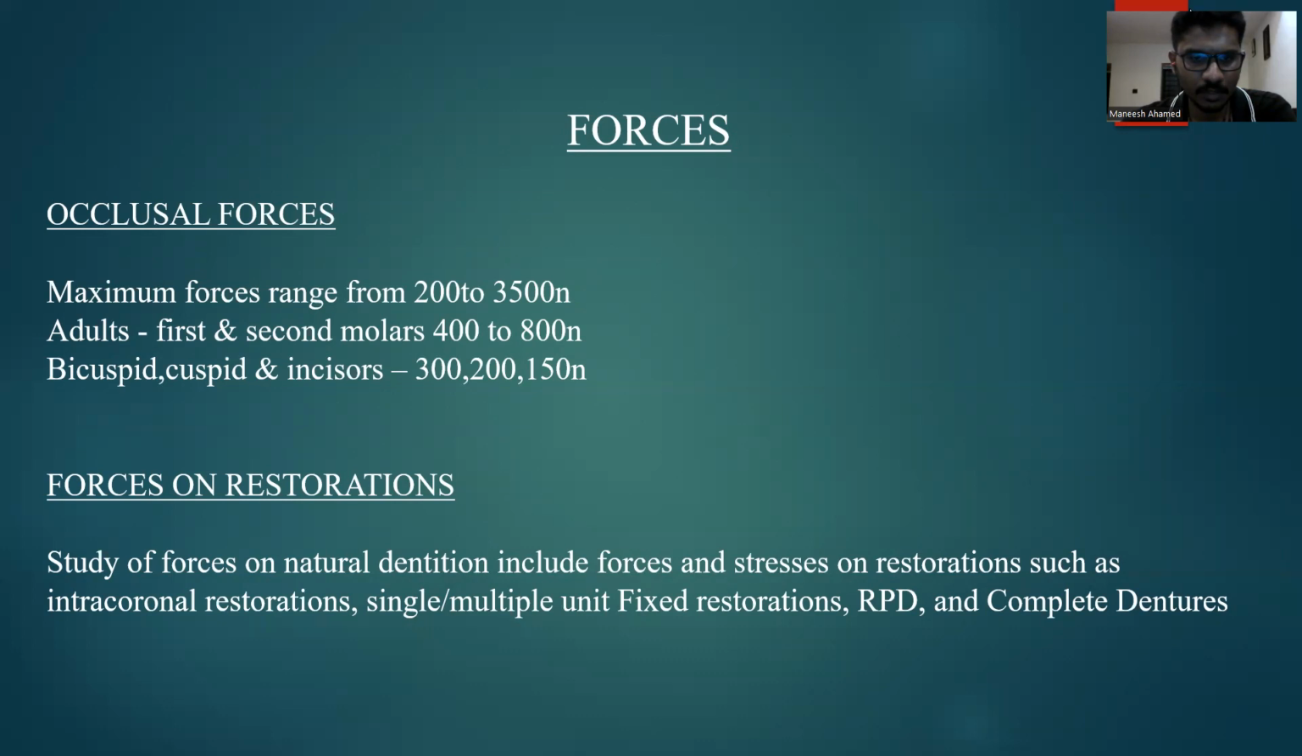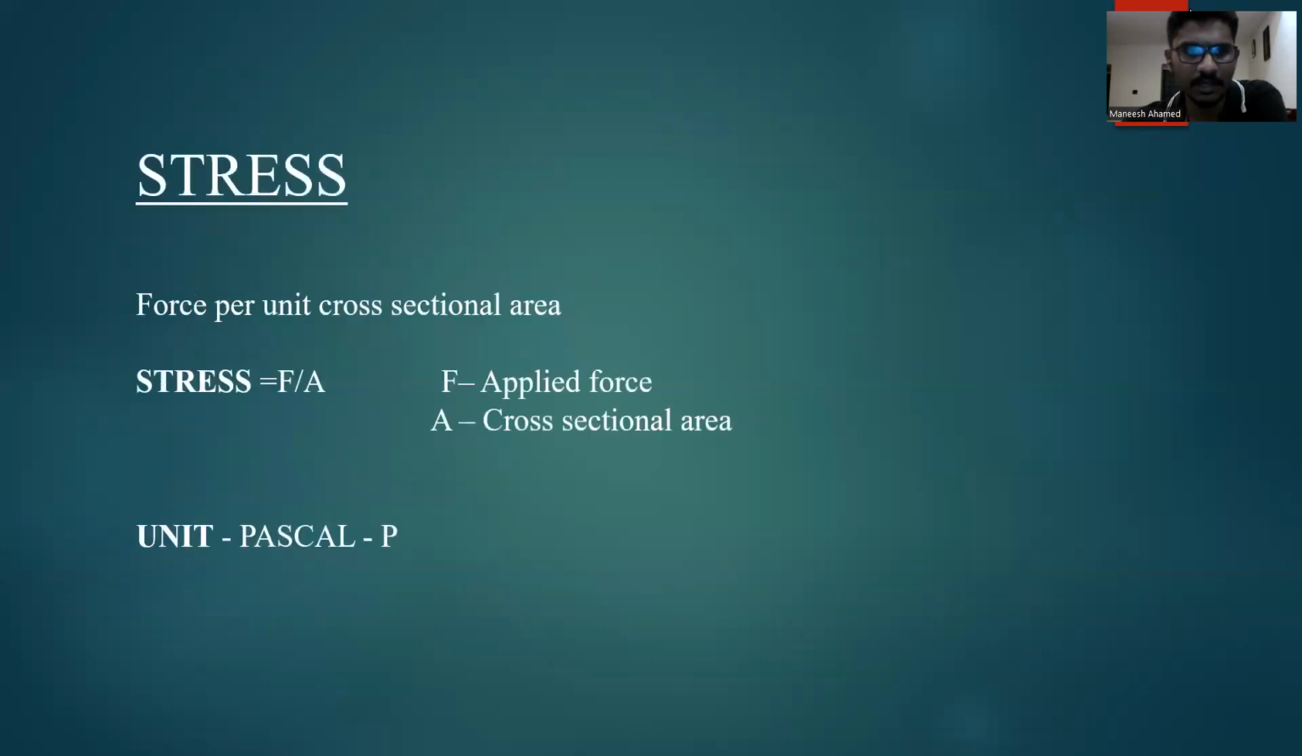In adults, in the first and second molar area it is 400 to 800 Newton, and in the bicuspid, cuspid and incisor areas it is 300, 200, and 150 Newton respectively. The study of forces in natural dentition includes forces and stresses on restorations such as intracoronal restorations, single and multiple unit fixed restorations, RPD, and complete dentures.